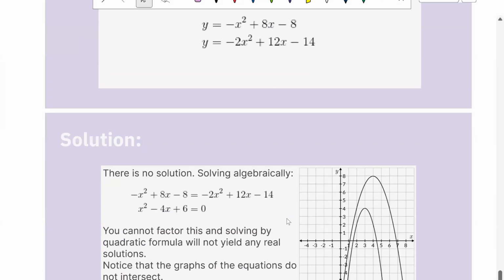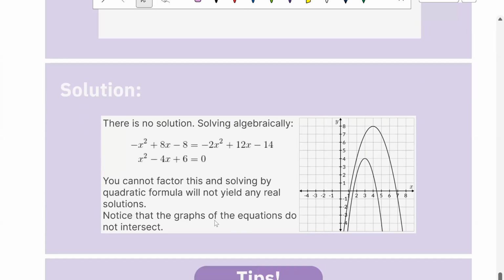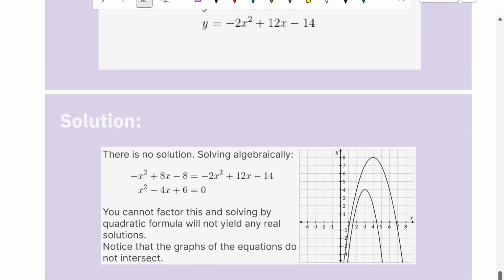Here's another example where we have no solutions. Again, we set these equations equal to one another, set it equal to 0, and then we try to factor it. And it says quadratic formula will not yield any real solutions. Now, if you do the quadratic formula here, you might get a strange answer. So let's actually try that really quick for the quadratic formula for this part. So A is 1, B is -4, C is equal to 6.